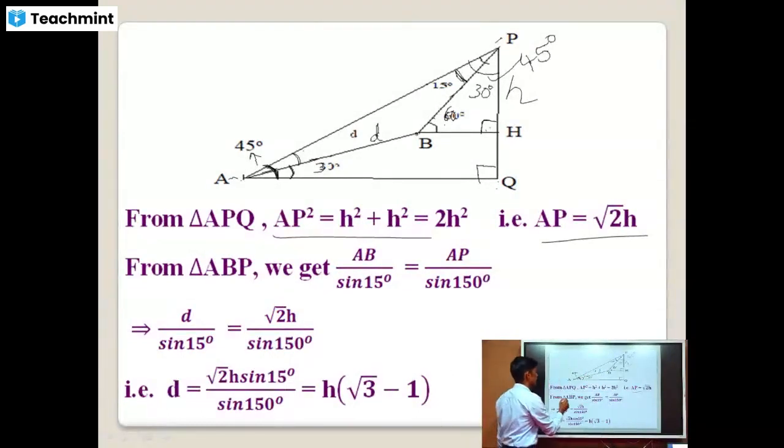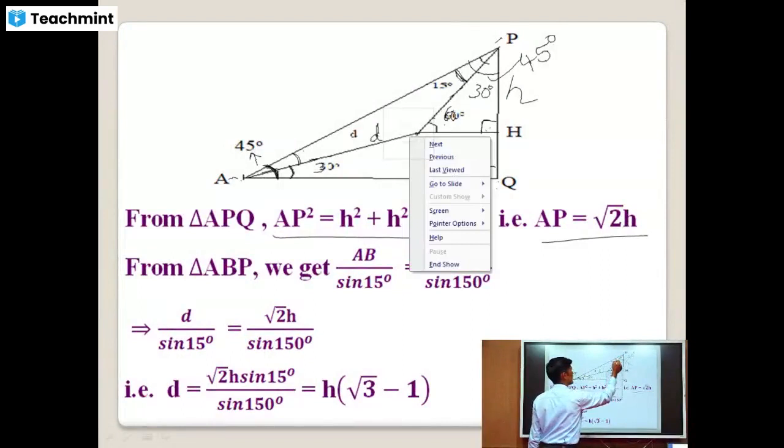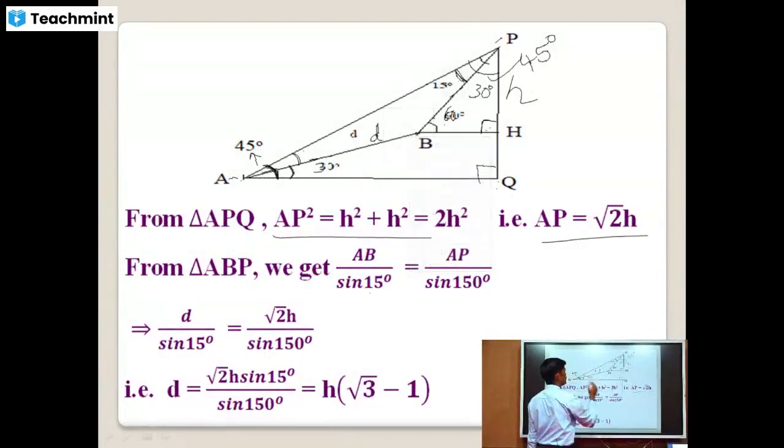Therefore, from triangle ABP, let us use the sine rule here. a by sin A is equal to b by sin B is equal to c by sin C is the sine rule. That is, distance AB divided by sin 15 degrees is equal to distance AP divided by the corresponding angle here, which is 150 degrees. Because in triangle ABP, this angle is 15 degrees, this angle is also 15 degrees, therefore the remaining angle is 150 degrees.